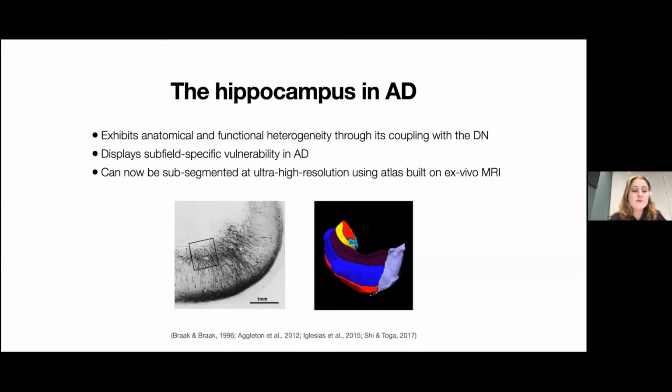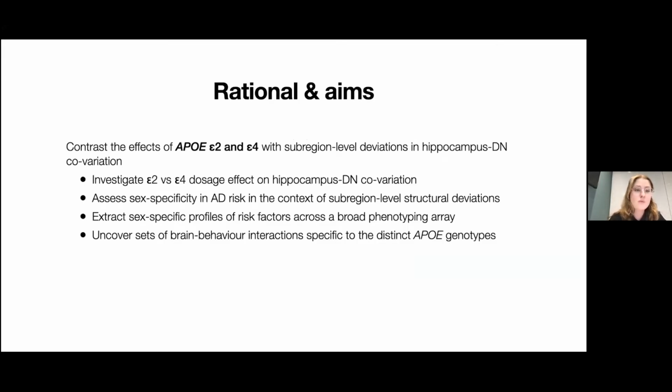So these new automatic subsegmentation techniques allow us to move away from small clinical samples to population datasets, which in turn allows us to more accurately describe the structural correlates related to Alzheimer's disease risk in the general population. So this is precisely what we're aiming to do here.